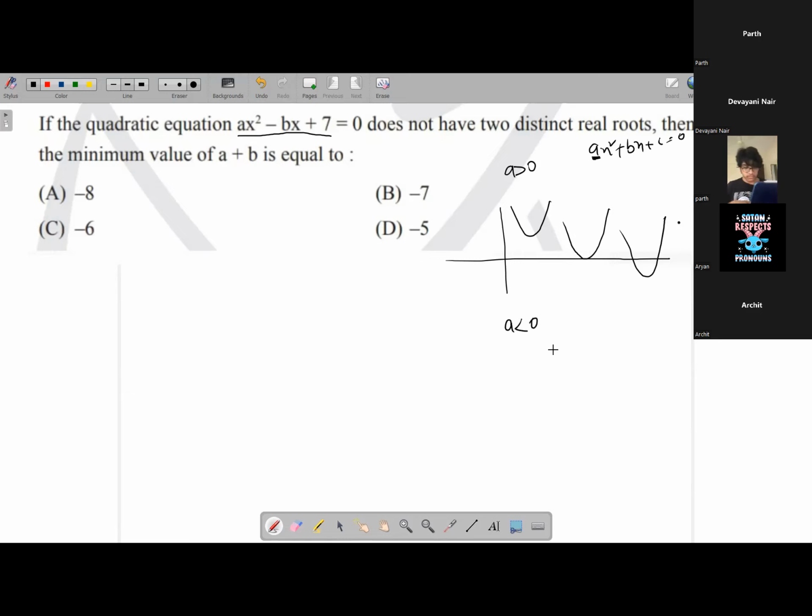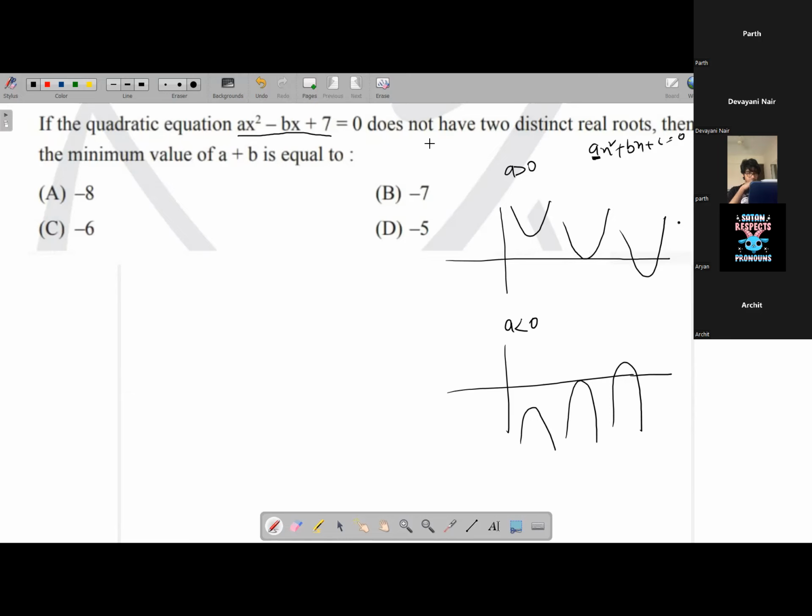But if A is negative, if the leading coefficient is negative, then it will be downward like this or this or this. So in this case, we can see that because this graph is cutting the x-axis at two different points, it will have two different real roots. Here in this case, it is just touching. It means that the roots will be real, but both the roots will be the same. And in this case, this graph is neither touching nor intersecting the x-axis. It means that the equation does not have any real root. So it will have imaginary roots.